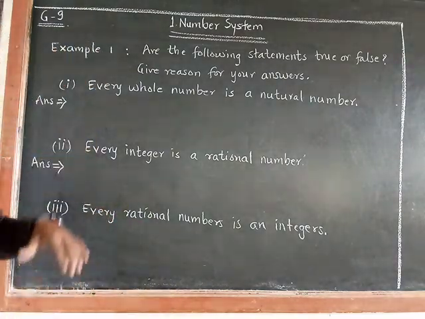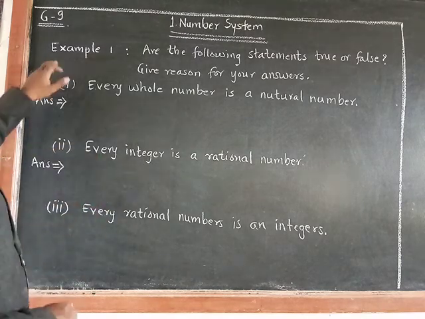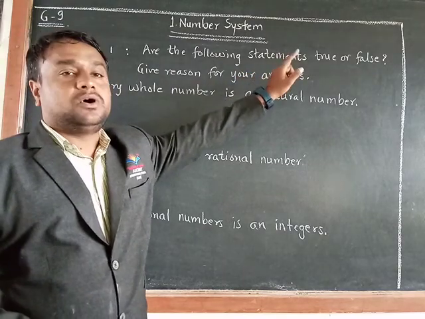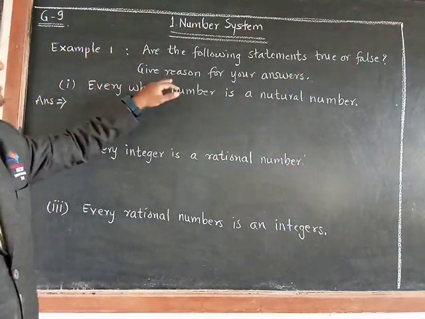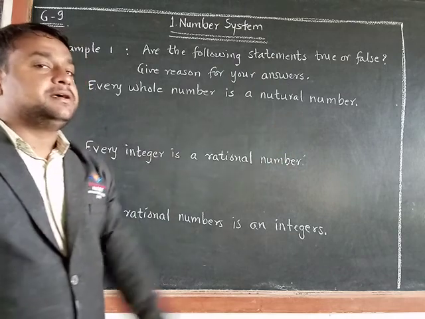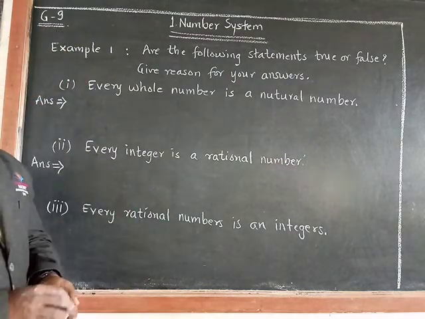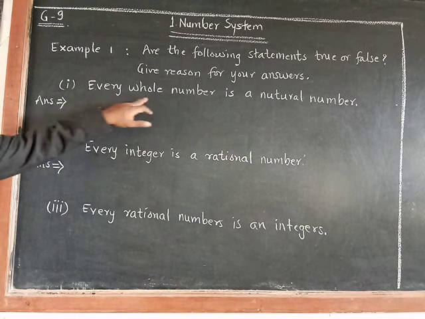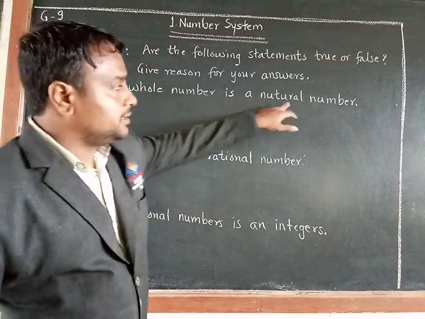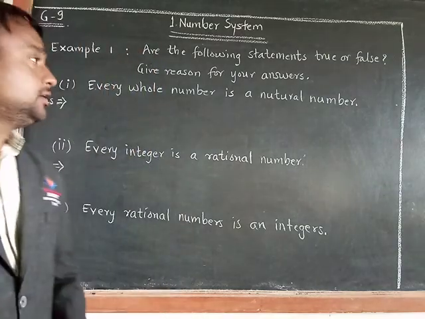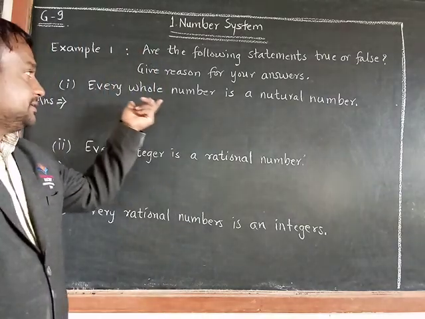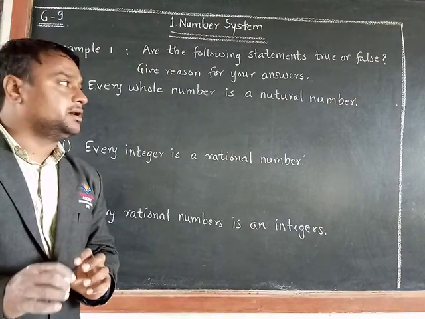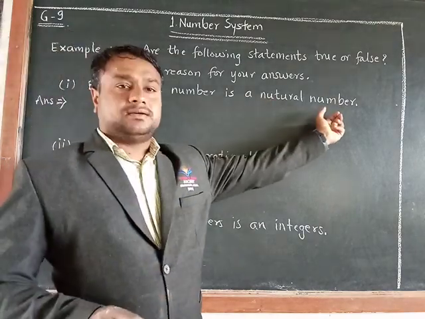In that example they ask one question to us. Example 1: are the following statements true or false? Give reasons for your answers. So here let us check out those statements. The first statement is: every whole number is a natural number. So what is the meaning of that statement? This means that each and every whole number is a natural number.